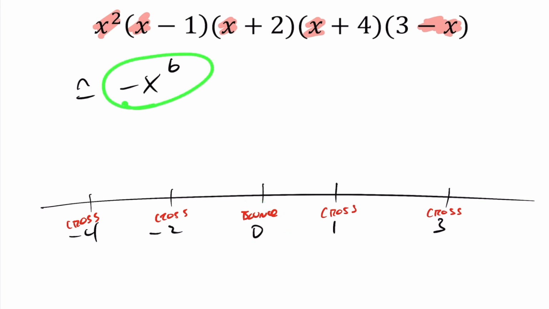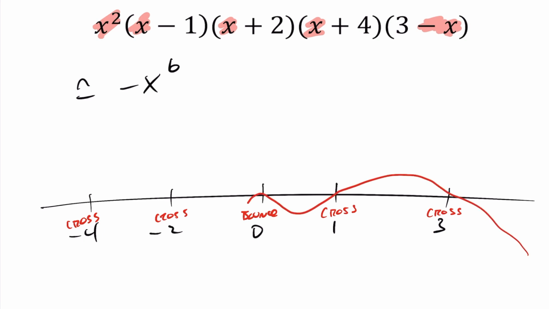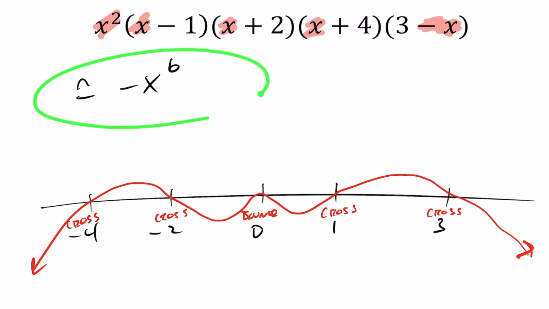As x gets infinitely large here, again, as x tends towards positive infinity, we can see our end behavior is negative infinity. So we're going to go ahead and tend towards our root of 3 and cross, tend towards 1 and cross, tend towards 0 and bounce, cross and cross. So this would be a rough sketch of our polynomial of degree 6 here.